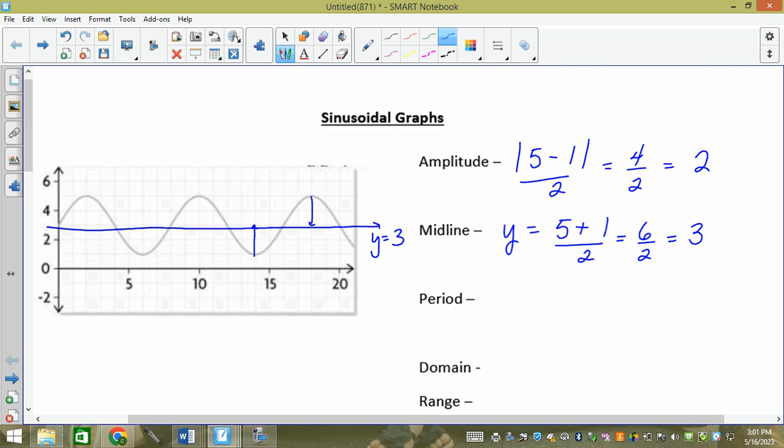The period of this graph, how long it takes to repeat itself, right? So if I go past a max, past a min, back up to that height, when does that happen? Looks like 8. So the period is 8.